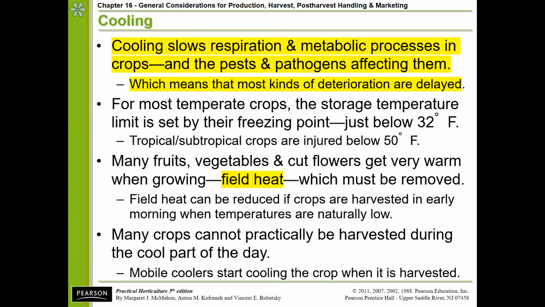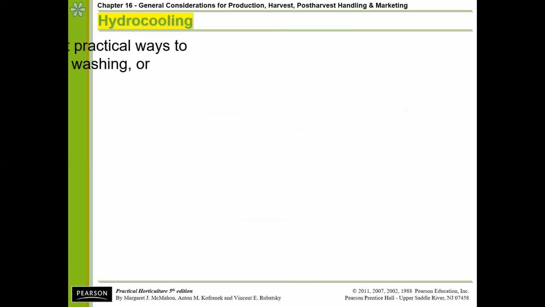So for that reason, we often try to harvest a lot of crops, especially leafy greens and herbs, when the temperatures are naturally lower, where that field heat has not yet accumulated. So we do that in the early mornings or sometimes later in the evenings. But on a large scale, that's not really practical. So in that case, we often have mobile coolers to place the crop into cooling pretty much immediately after it's harvested.